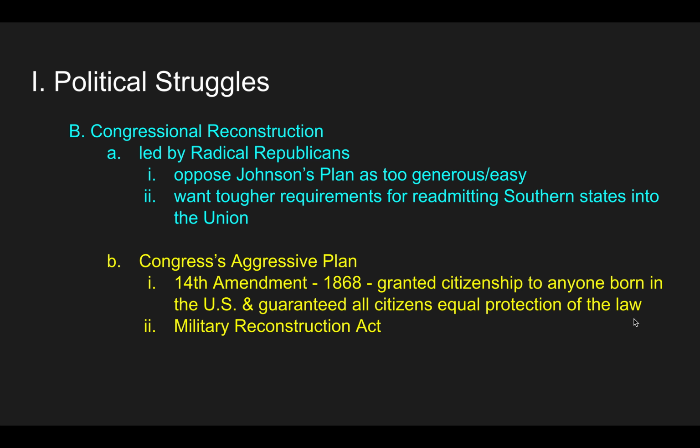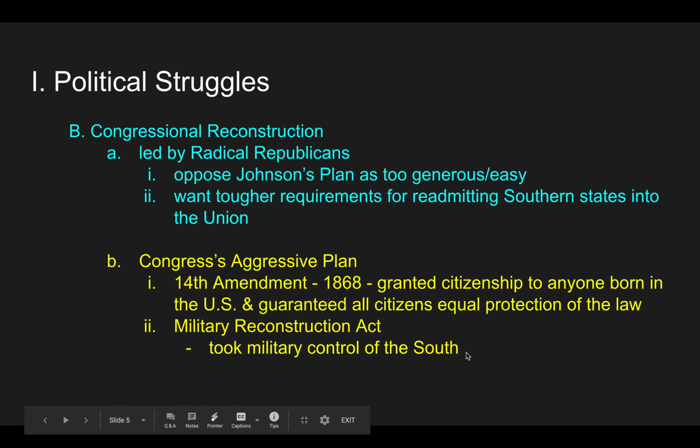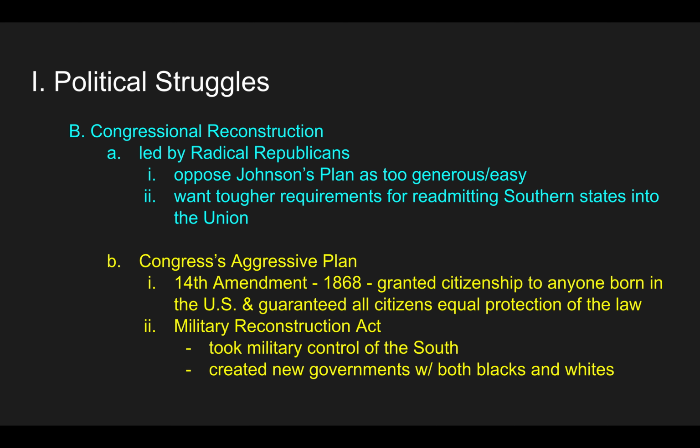And they had something called the Military Reconstruction Act, and this allowed the Union military to take control of the South, and they divided it into districts. And they created new governments with both Black and white people serving in leadership roles. This was very progressive for the time, and you could even say that African Americans had as much say in the shaping of the country, or more say, than they do today.